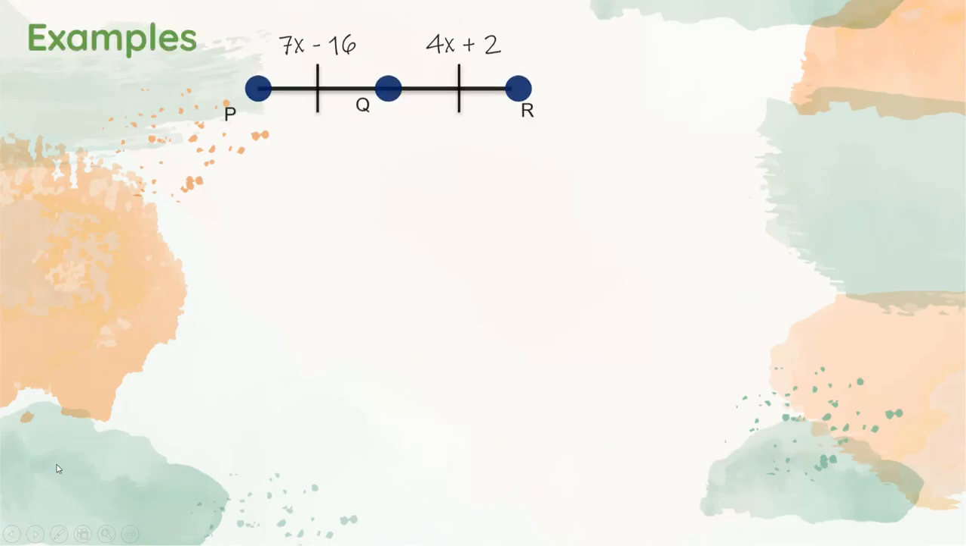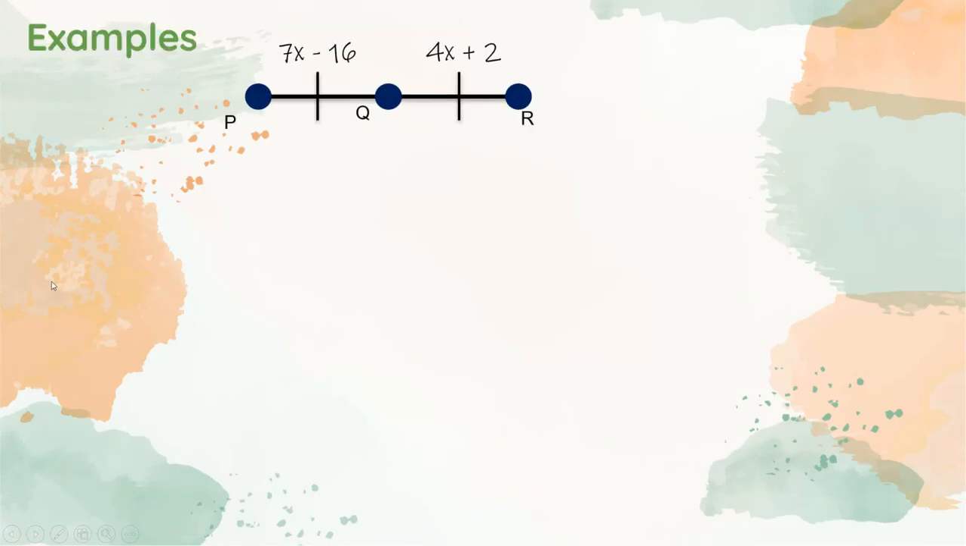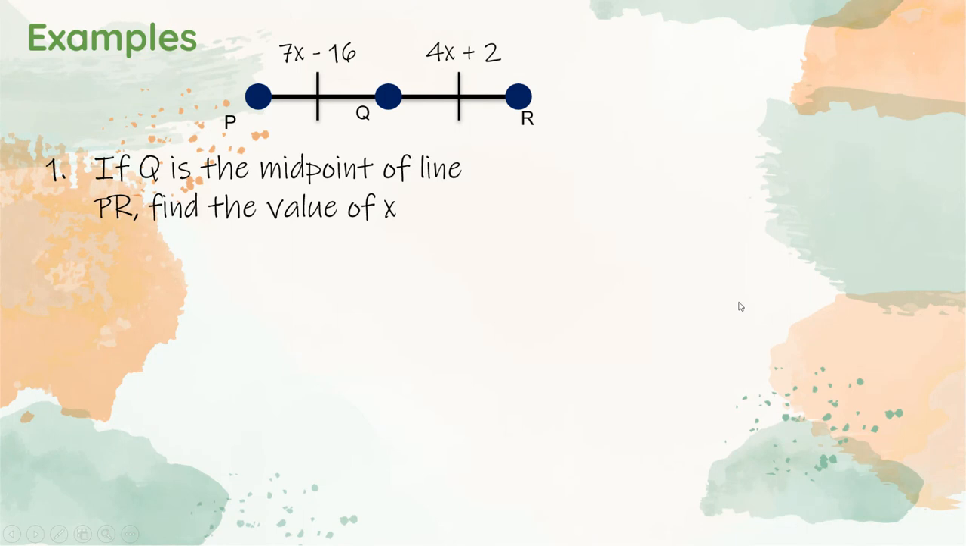All right, let's look at some examples. So here we've got our segment PR, and Q is the midpoint. That means that PQ and QR are the exact same distance. So this gives PQ as 7x minus 16 and QR as 4x plus 2. The question says that if Q is the midpoint of PR, then find the value of x.